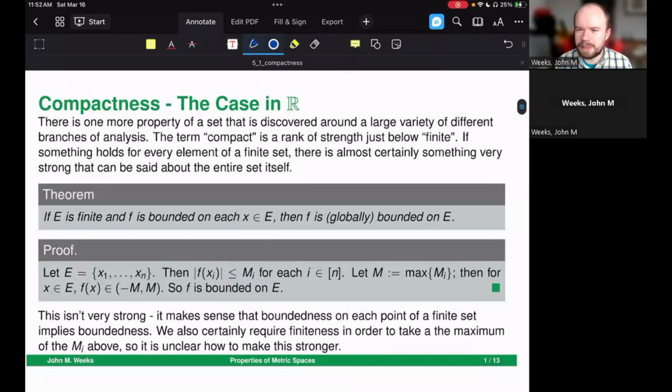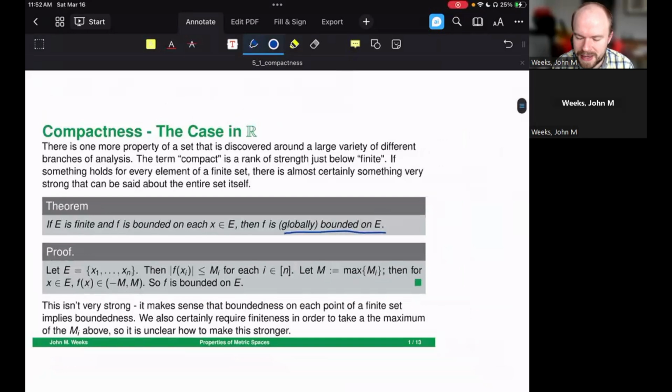Now, this theorem is something that we can probably get a handle on very quickly: if you have a set E of finite cardinality, and f is bounded on each x value inside of the set E, then f is going to be globally bounded on the set E. When I say globally bounded, I mean that it is bounded by a single number on the entire set. So I'm basically saying that there exists an M, a real number, such that for all x in E, the absolute value of f of x is less than or equal to M.